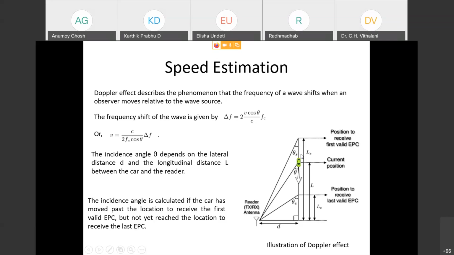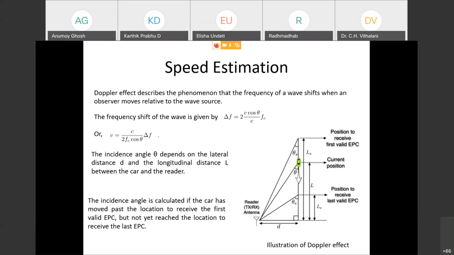As the relative speed changes, there will be a Doppler shift. The frequency shift is given by delta f equals 2v cos theta by c times fc. Okay, and then by measuring this Doppler shift, here comes the middleware part. The reader will just sense the relative speed between the car and the reader. It will do nothing else. After sensing this, it will send this data to the middleware.